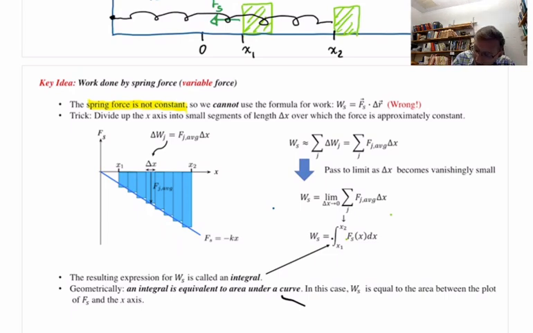So we cannot use this formula over here to calculate the work done by the spring force: F sub s, spring force, dot delta r, displacement. Can't do it. Wrong. Well, we can do it, but the answer will be wrong. Right? Because that formula, understand why? That formula for the work is wrong here.